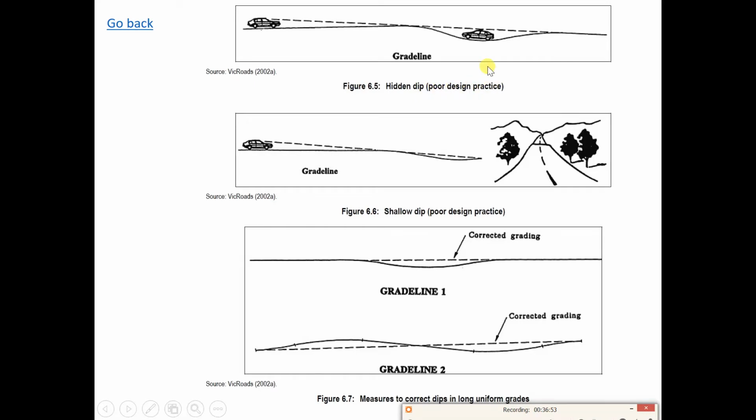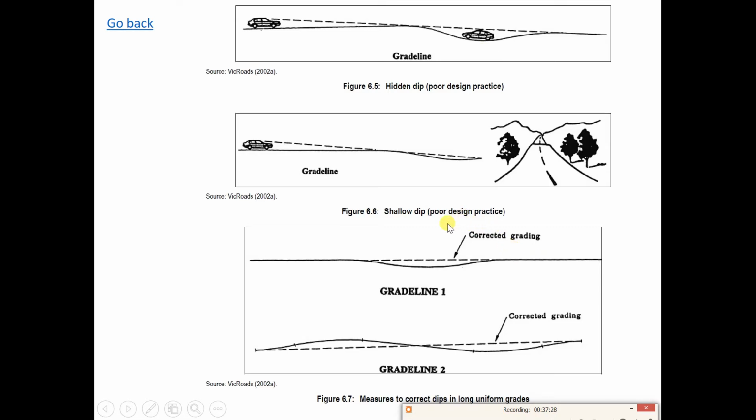Hidden dips, poor design. This is something you will probably come across. You drive along a long stretch, and suddenly the car disappears because of just a dip. You suddenly cannot see the car. It's below, in a sag curve. So you cannot see it, and then after a while it goes over the top, and you can see the car again. So it's quite a dangerous situation.